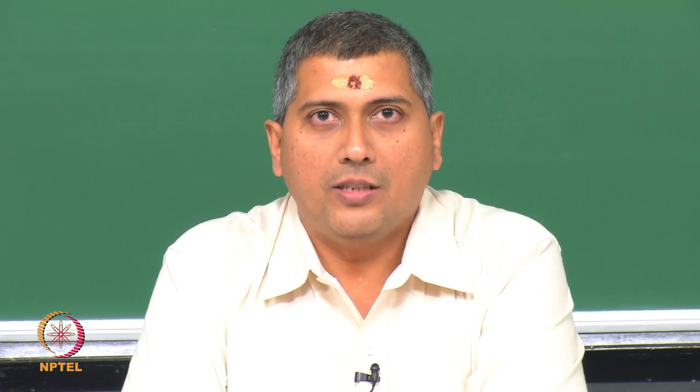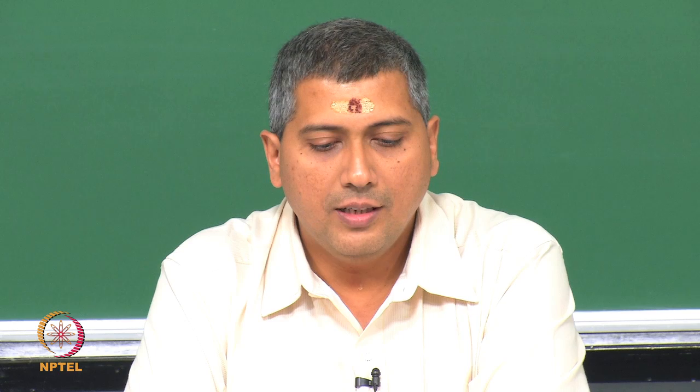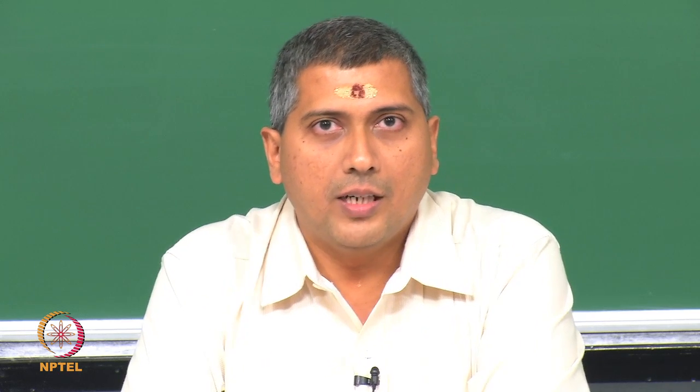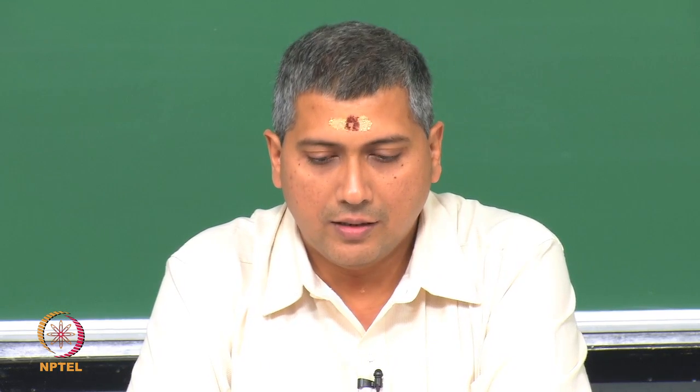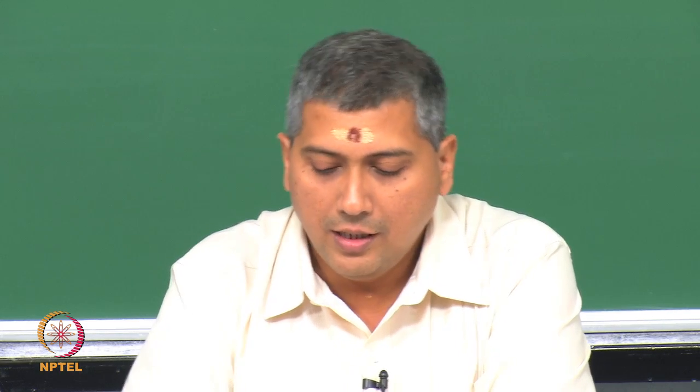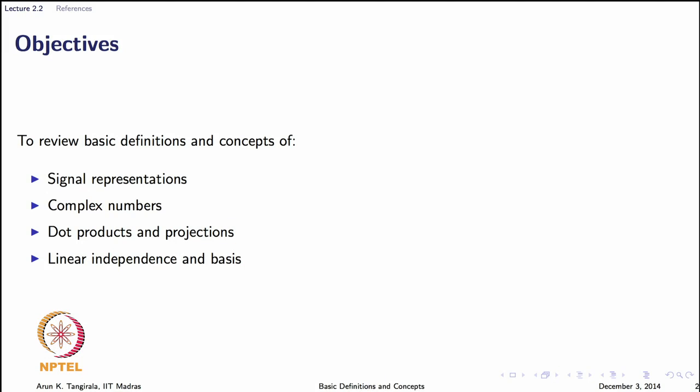Welcome to lecture 2.3 of this course. It's the third and final module of unit 2, which is on basic definitions and concepts. So in this module, we will review concepts pertaining to signal representations, complex numbers, dot products, and projections, and conclude with a quick review of linear independence and what's known as a basis.